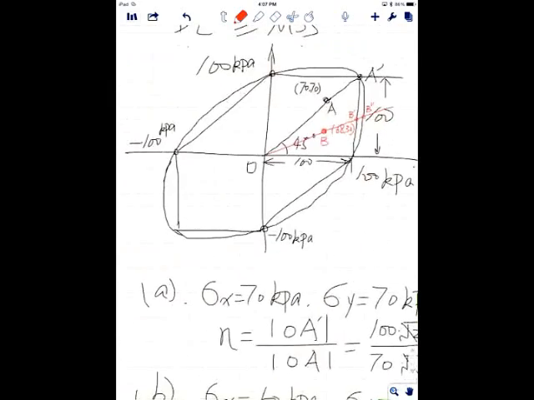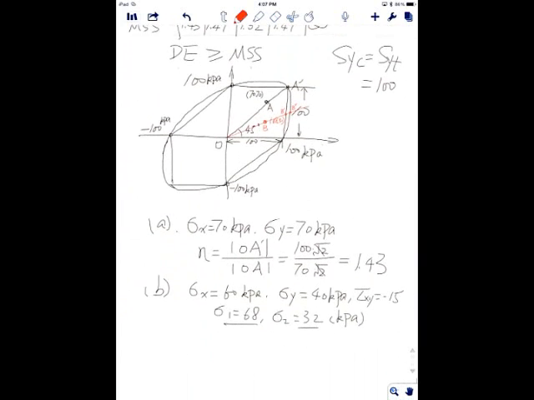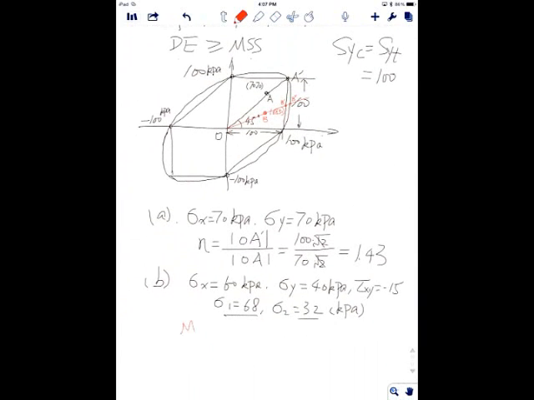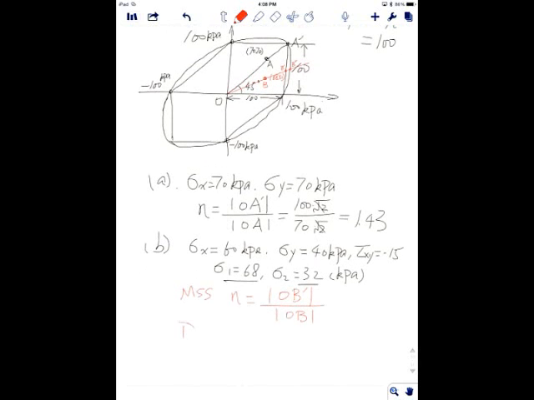Now, if you're interested in that, you can do this. The design safety factor caused by maximum shear stress equals OB prime divided by OB. The distortional energy N equals OB double prime divided by the length of OB.